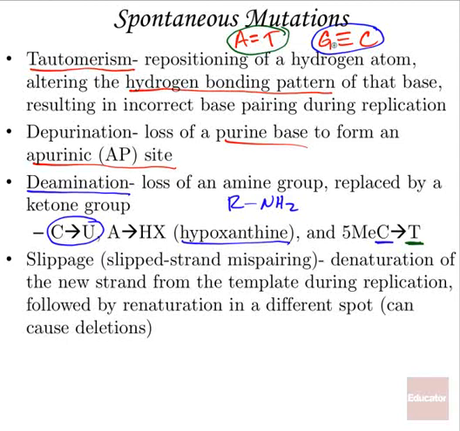One of the last type of spontaneous mutations we're going to talk about is called slippage or slip strand mispairing. And what this is that we have denaturation of the new strand from our template during replication, and that's followed by the renaturation in a different spot. And this can cause deletions. Okay, we're going to talk a little bit about this slippage in a few slides, in which case I'll draw out an example so that we can see what is actually going on here.